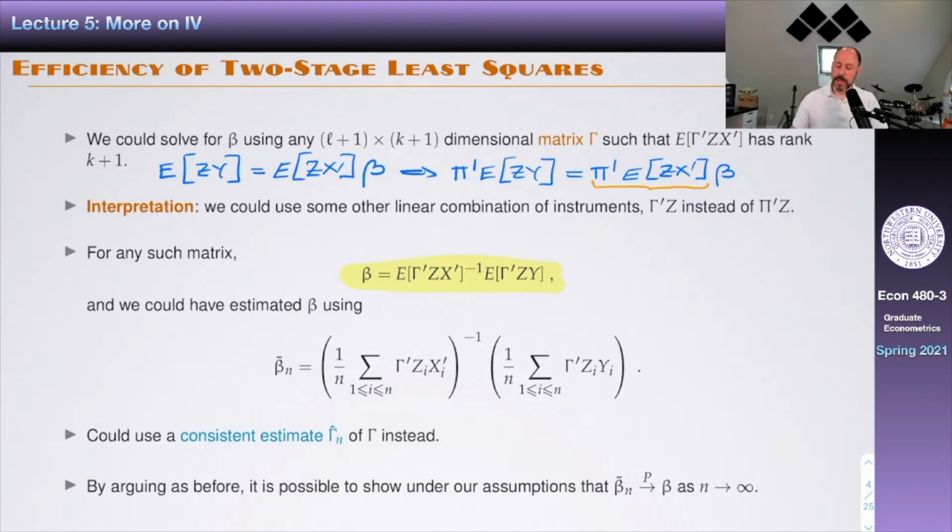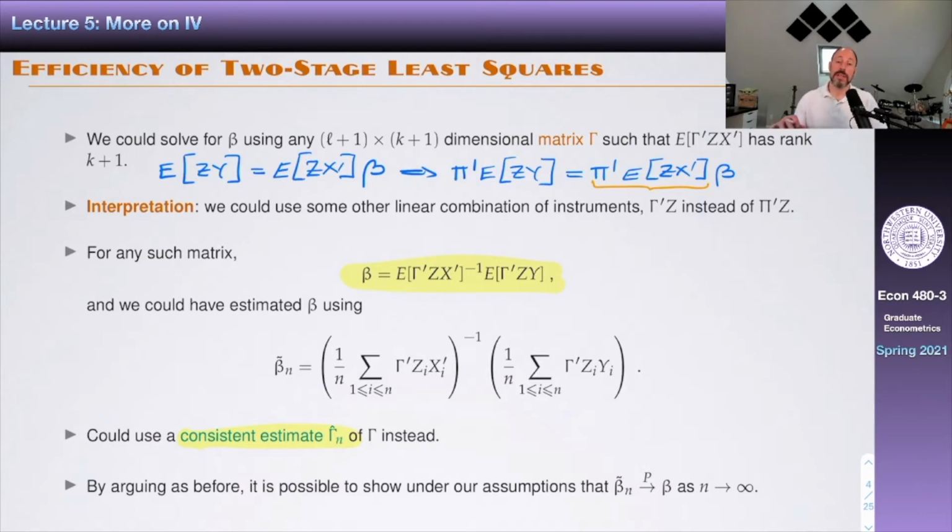And then if this is the representation that we have, this would have led to an estimator that would have looked like this. Let me call it beta tilde n. It's just 1 over n, the sum of gamma prime z_i x_i prime, inverse, times 1 over n, the sum of gamma prime z_i y_i. And if this matrix gamma was unknown, but you could estimate it, so as long as you had a consistent estimator that we can call gamma hat n, then essentially the same analysis we did in the previous class would have applied to this case.